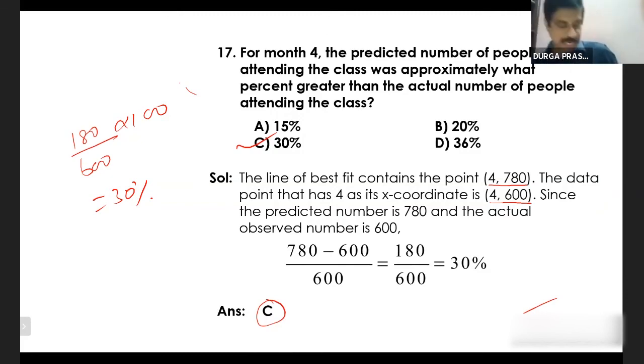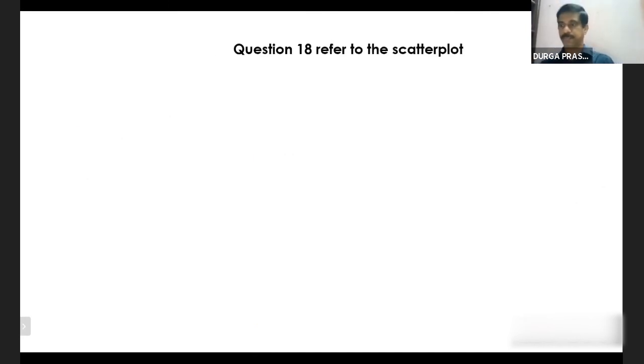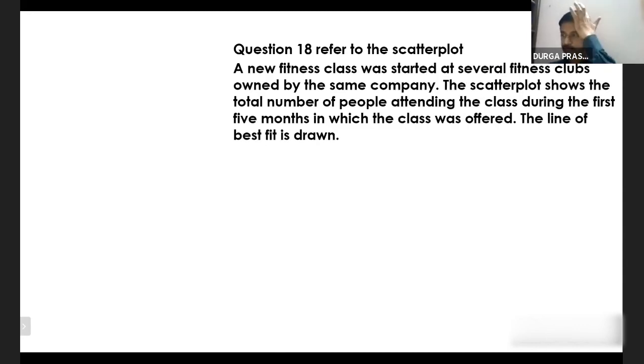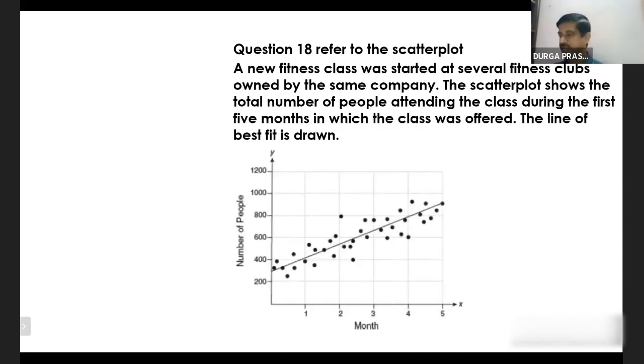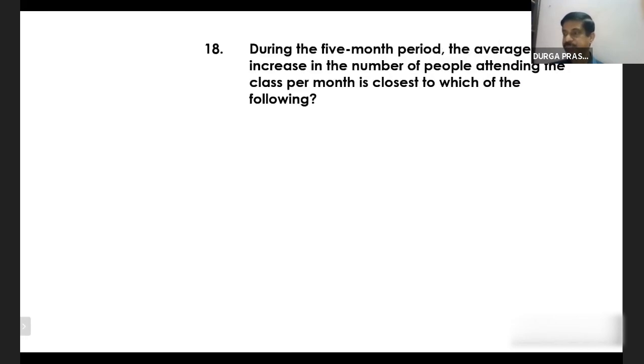Yeah. Well, let us move ahead. Look at this. Question 18 refers to the scatter plot. Maybe this is the same graph which we have done just before. Yeah, it appears to be the same. Now, what is the question? Let us see. During the 5-month period, the average increase of the number of people attending the class per month is closest to which of the following?